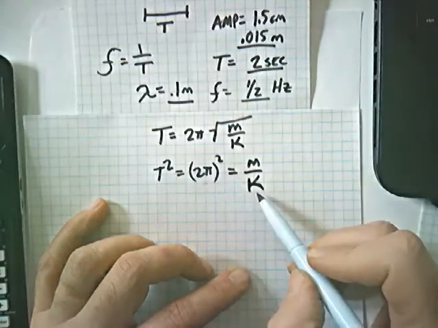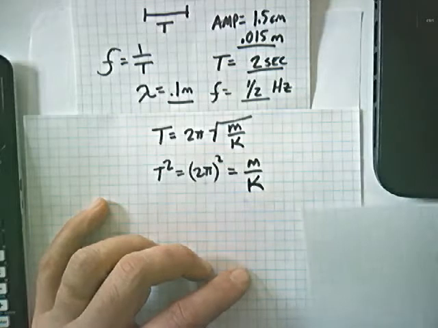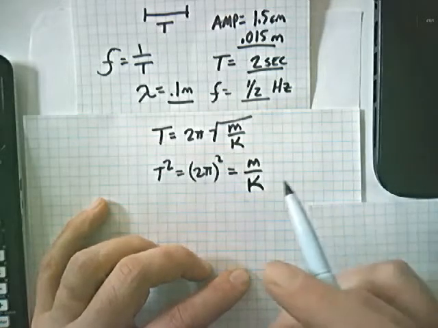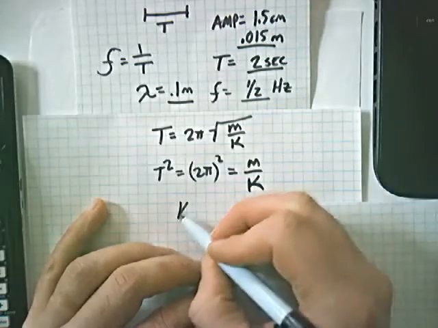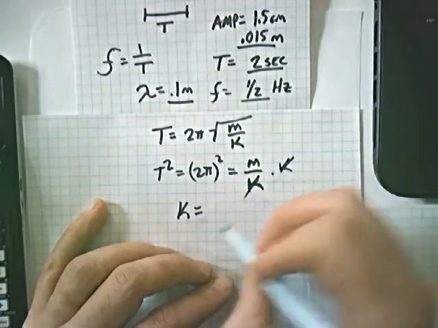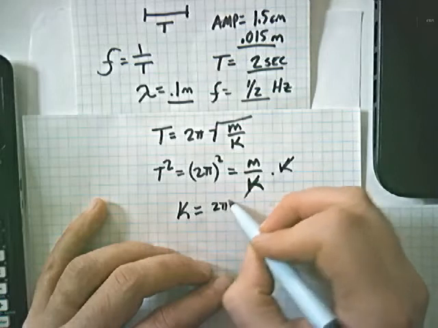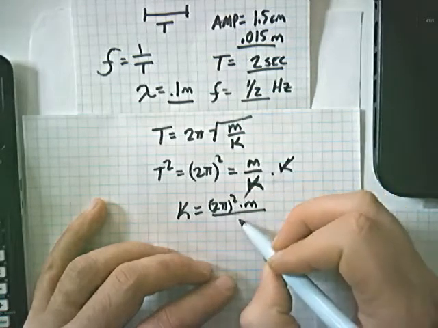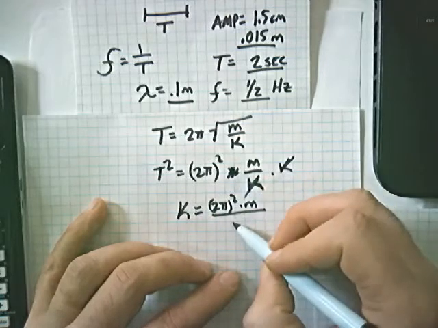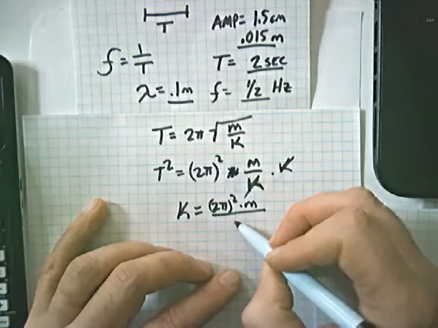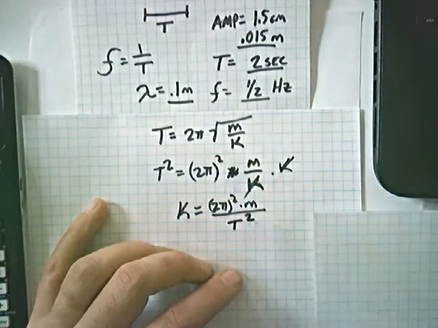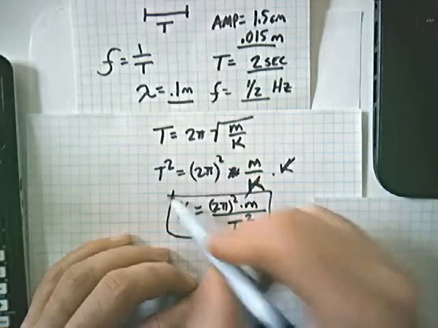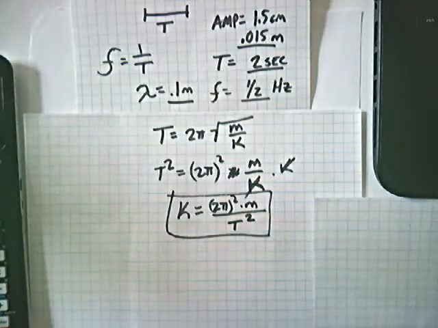Okay? So now I have K. K is kind of hanging out down here on the bottom. And what I want to do is move K up to the other side. So if I multiply both sides by K, I move it up. Then I can divide both sides by T squared. And I'm left with K equals 2 pi squared times m over T squared. So that's going to be what we're going to want to use when we do this. I'm going to go ahead and box that up. That's a good formula for us to use.